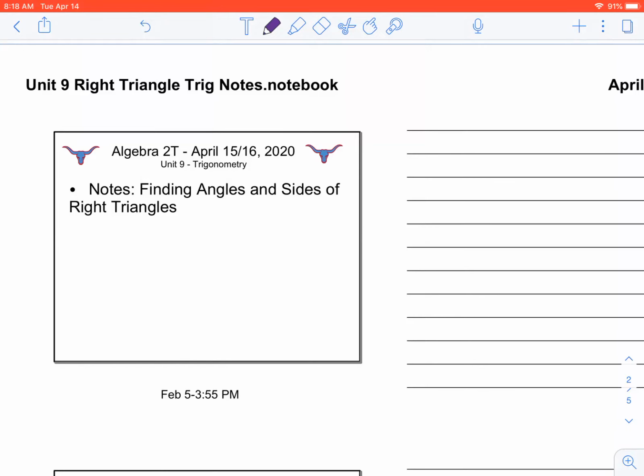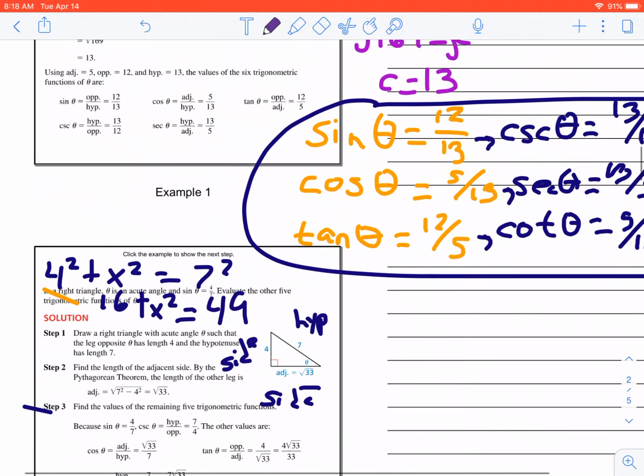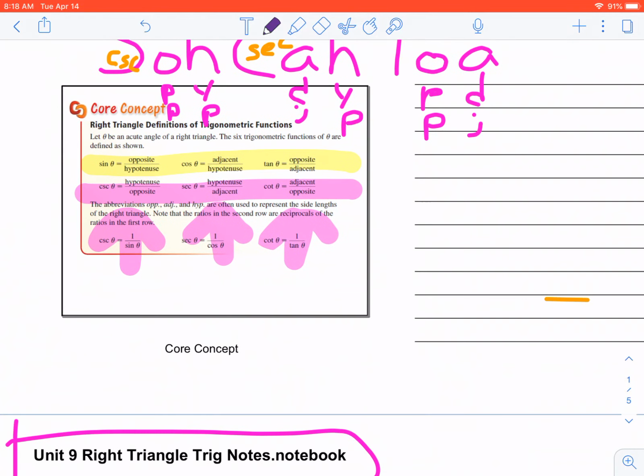Yesterday we reviewed right triangle trig, identifying sine, cosine, and tangent, something you've done before, but also identifying the three new trig functions you haven't seen before, which are cosecant, secant, and cotangent. Just a quick review: sine and cosecant go with each other. They're inverses, they're flipped. Cosine and secant go with each other, and tangent and cotangent go with each other.